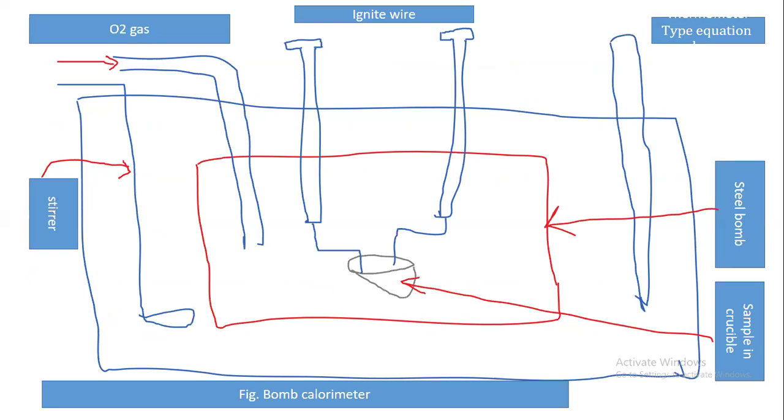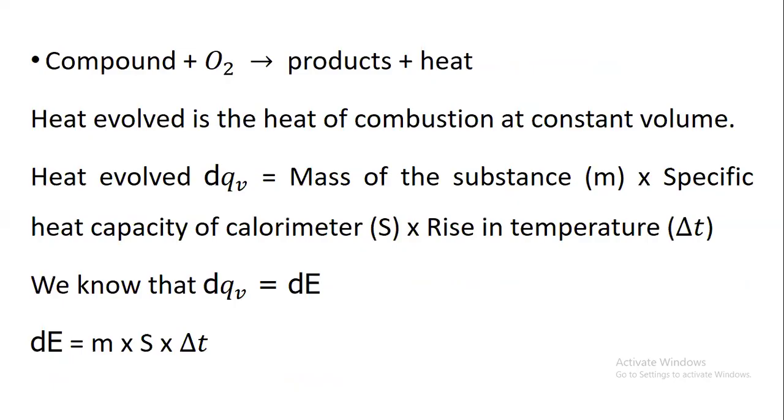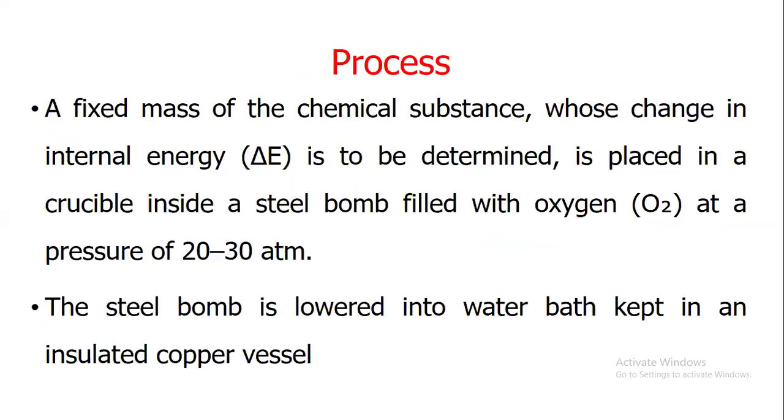This is the figure, bomb calorimeter. Compound is burned, that is reacted with oxygen and produces the products and heat. Heat evolved is the heat of the combustion at constant volume. Heat evolved dQ equal to mass of the substance, specific heat capacity, and rising temperature. So dQ equal to dE equal to m s delta T. Procedure: a fixed mass of the chemical substance whose change in the internal energy is to be determined is placed in a crucible inside a steel bomb filled with oxygen at a pressure of 20 to 30 atmospheric pressure.